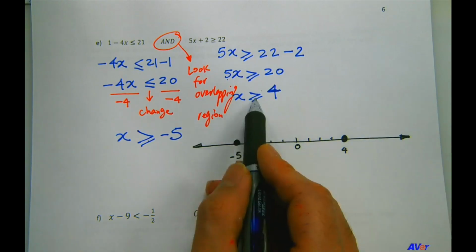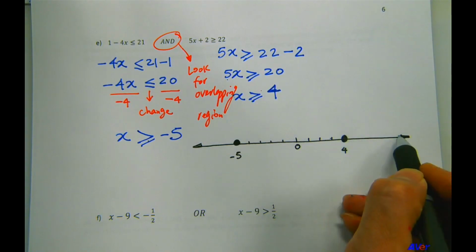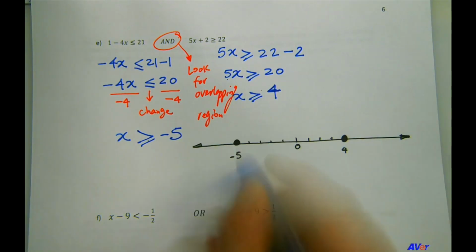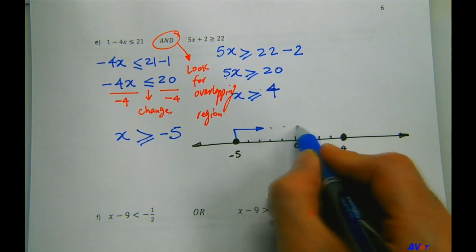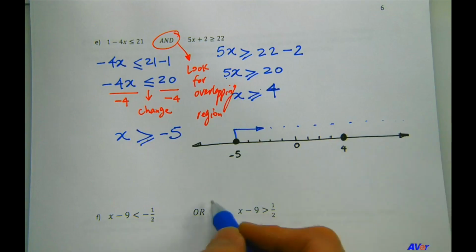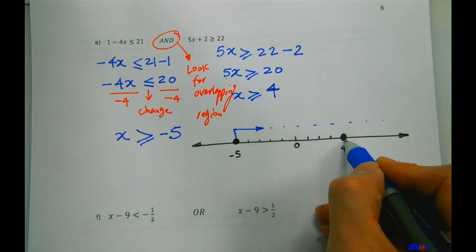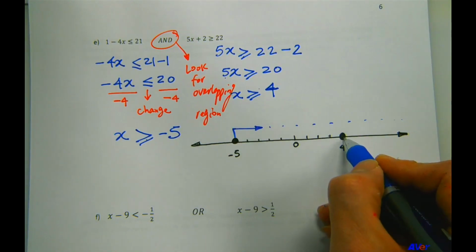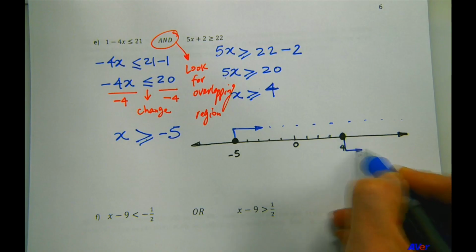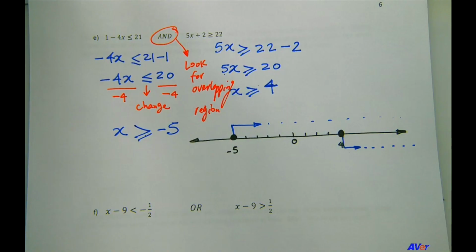What about this one? This one says anything greater than or equal to 4, right? So this is saying that's the solution. All of that is the solution. But this one says, no, this is the solution. Anything greater than or equal to 4. So that way, that is the solution. Okay? But where do they overlap?